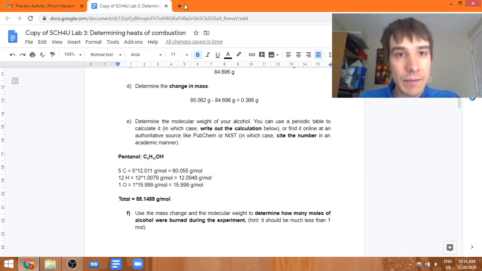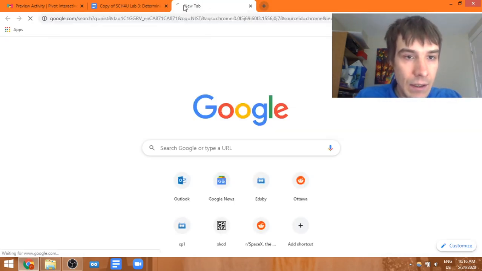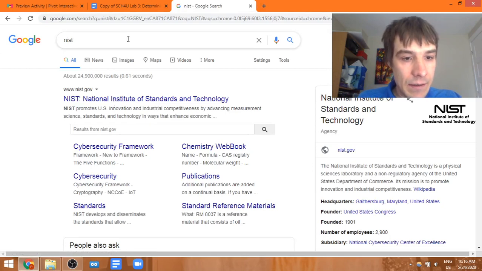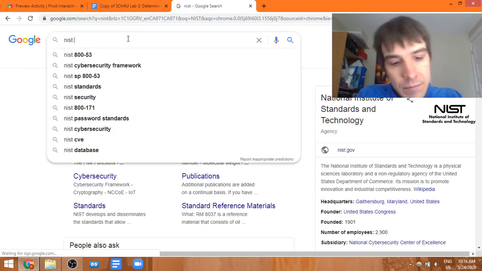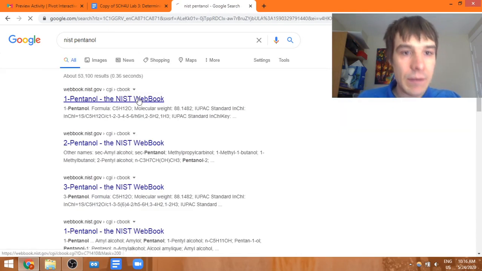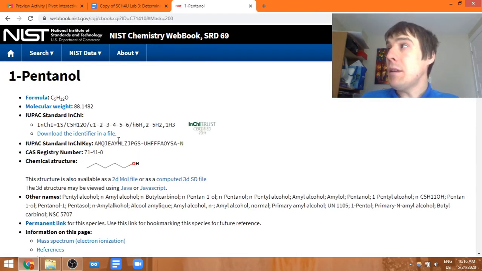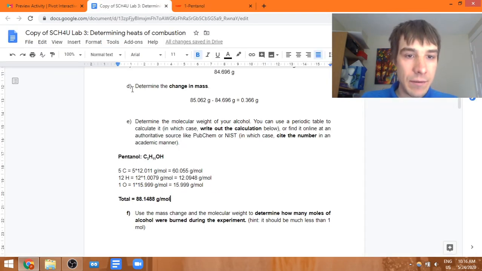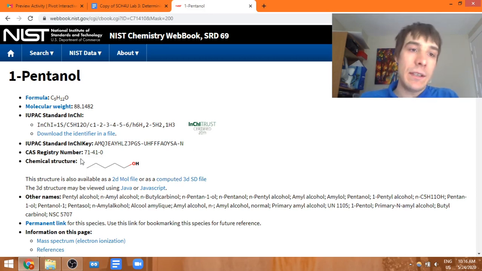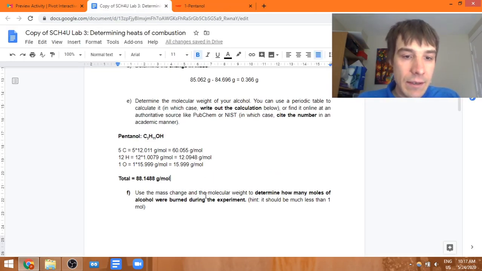Or you could just look up the molecular weight in some kind of database like the NIST chemical database, pentanol. So there we go, the NIST web book, pentanol. There it is, 88.1482. Oh, hey, look, it's pretty close to what I got. If you do just decide to look it up, make sure that it's an authoritative source. NIST is definitely authoritative, or PubChem is another option, and you're going to have to cite that. So give a little brackets, NIST, and so on. So yeah, get that total.